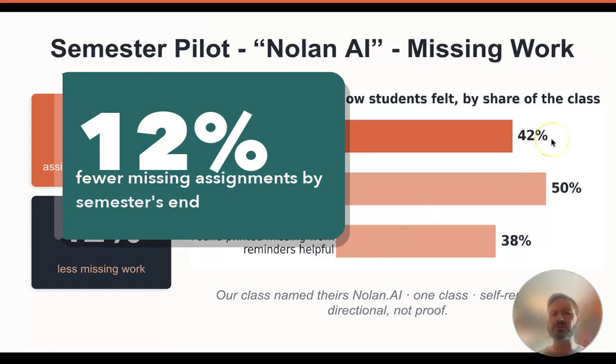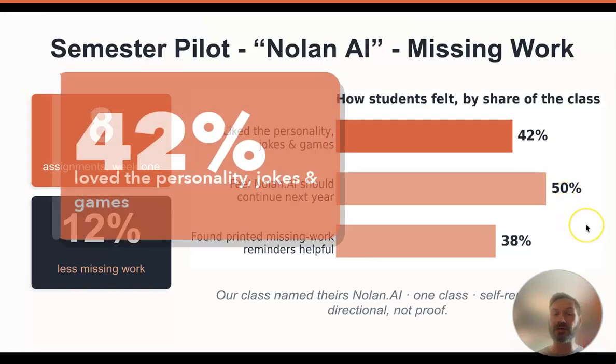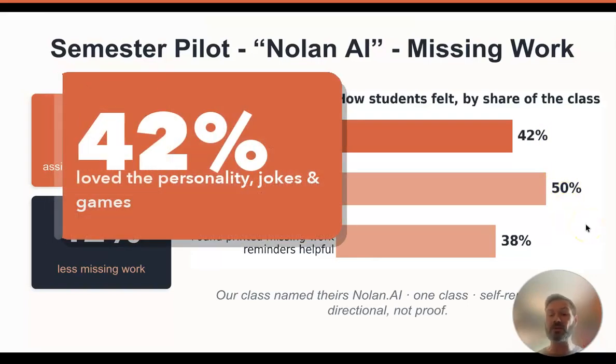But 42% of the students really enjoyed the personality and the jokes and the games that the AI came up with. About half think that we should continue with it next school year, because again, a lot of the students didn't find much value in it, and that's fine. This is part of our experiment. And about 38% found that the printed missing work reminder is extremely helpful, which I'm going to show you.